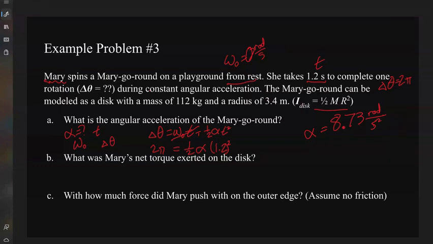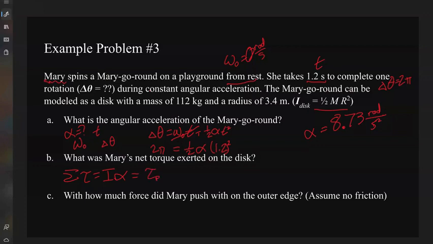All right, moving on. What was Mary's net torque exerted on the disc? Well, there's only one torque here, the sum of the torques, because if we're relating torque and angular acceleration, it's just like relating forces and normal acceleration. We use our sum of expression. So the sum of the torques equals I alpha, but the only one was Mary's push torque. So I'll say the torque of push.